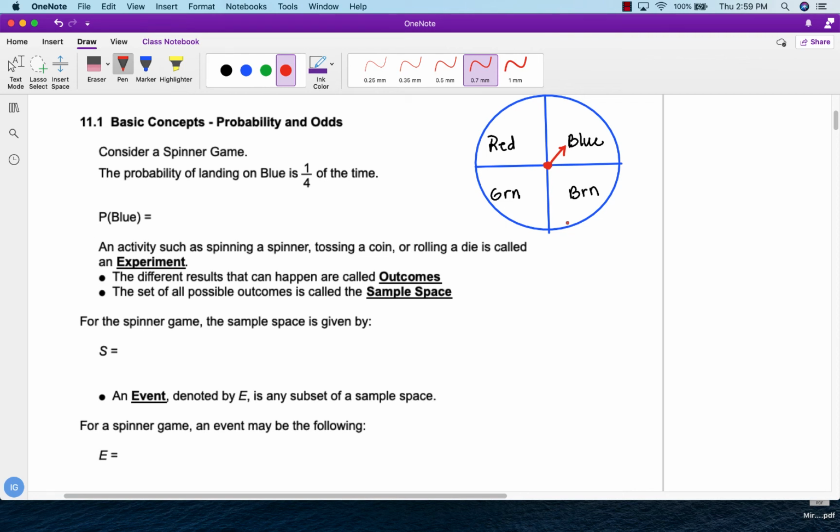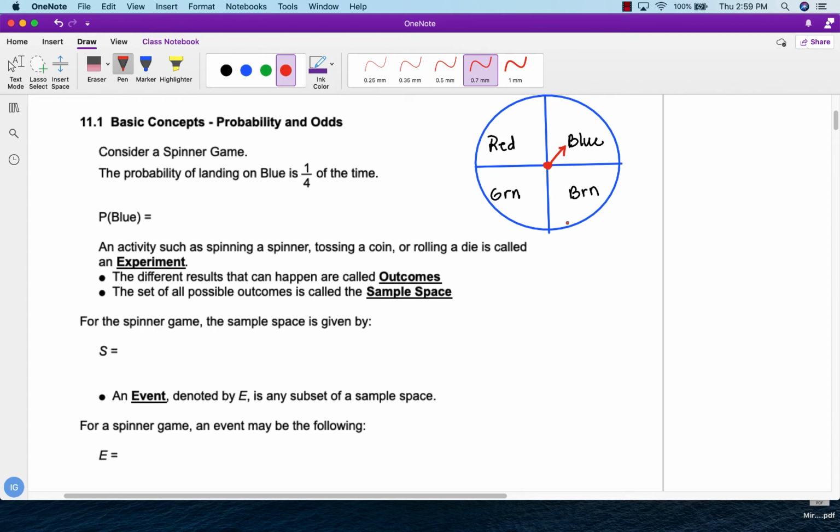Section 11.1, we're going to talk about the basic concepts of probability and odds. In this section, we're going to use previous knowledge from the previous two chapters, and you're probably going to feel like, I've seen this before, it's kind of easy, okay?